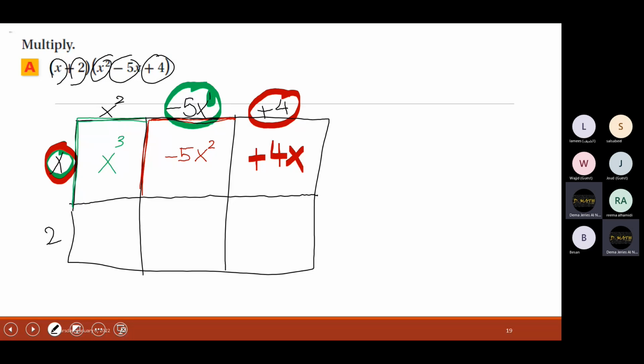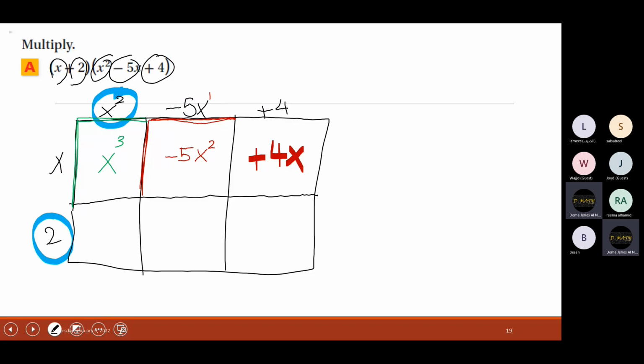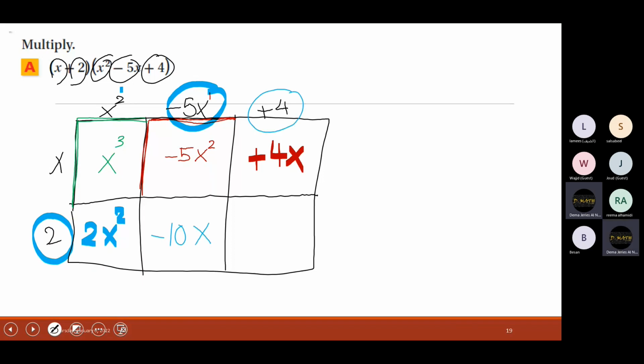Now, look at the second terms. We have x squared times 2, which will be what? x squared times 2 is 2x squared. Bravo. Now, 2 times negative 5x is negative 10x. Bravo. Now, 4 times 2 is 8.